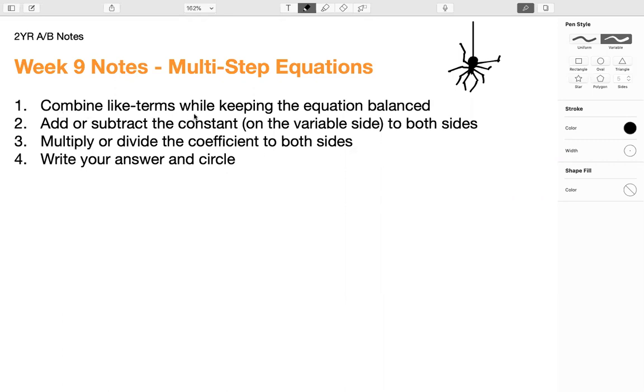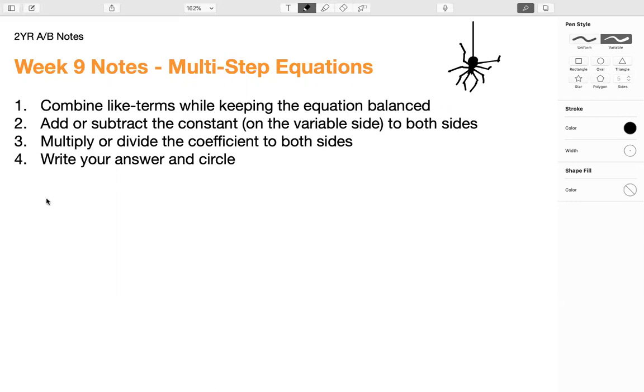Combine like terms while keeping the equation balanced. Add or subtract the constant on the variable side to both sides, getting that variable term by itself on one side. Then the third step is multiply or divide the coefficient to both sides. And finally, write your answer in a circle. Let's do a few examples.